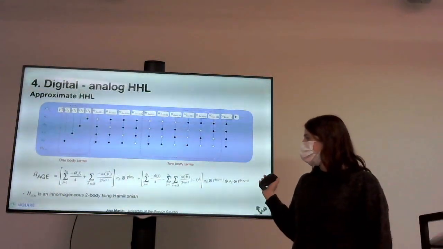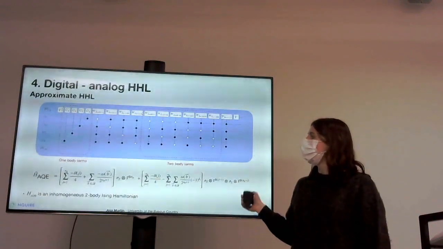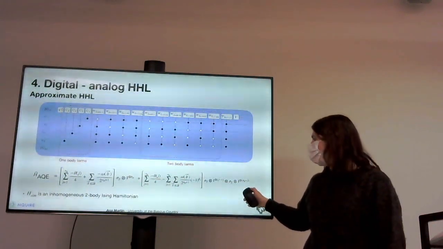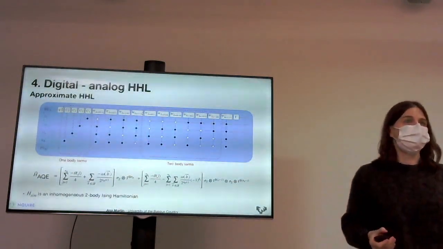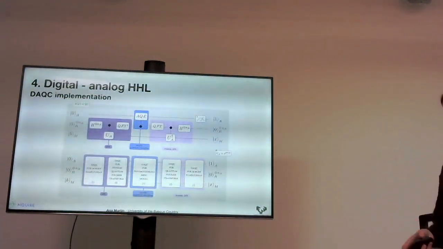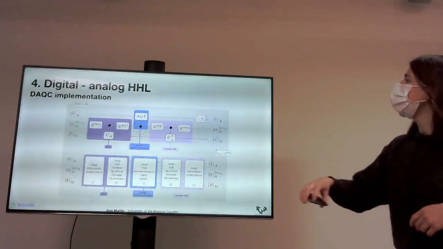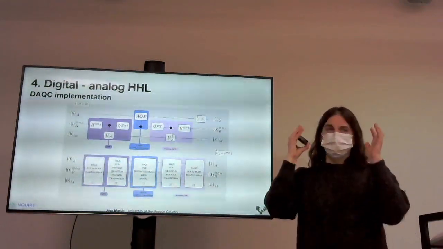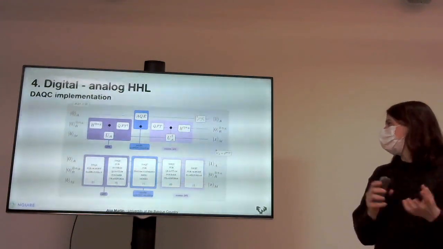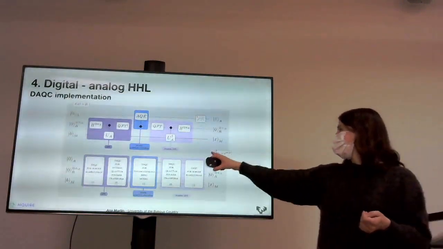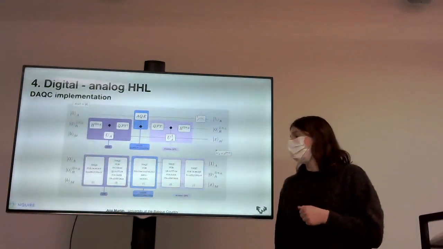And as you can see, this approximated ancilla quantum encoding Hamiltonian is an inhomogeneous two-body Ising Hamiltonian. So we can simulate it using the digital analog techniques that I presented at the beginning of my talk. So all in all, the HHL algorithm would be digital analogically implemented by dividing it into different steps, as we have done for the digital case, and using different digital analog techniques for simulating each step.